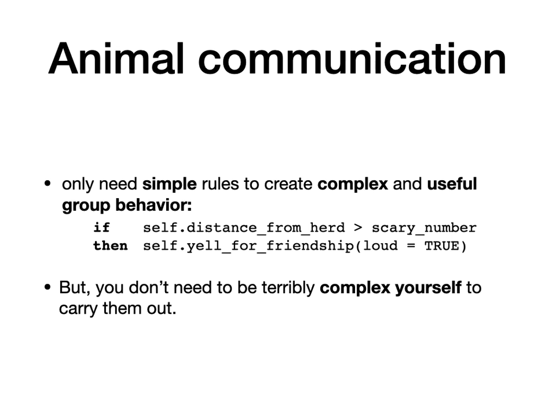They only need simple rules to create this more complex group behavior. For instance, if self.distance_from_herd is greater than scary_number, then self.yell_for_friendship = loud is true. But they don't need to have a complex neural structure to handle this. That's only two little tiny bits of information that they're tracking, right? How far am I, and when should I yell?